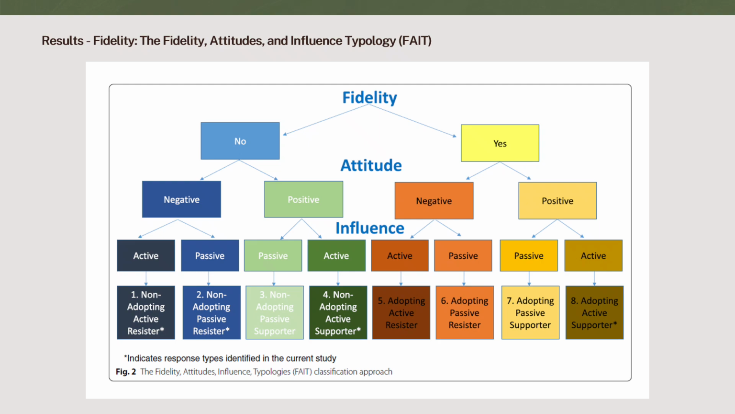These 8 categories are non-adopting active resistor, non-adopting passive resistor, non-adopting passive supporter, non-adopting active supporter, adopting active resistor, adopting passive resistor, adopting active supporter, and adopting passive supporter. The 4 categories the study looks at specifically have asterisks by them.